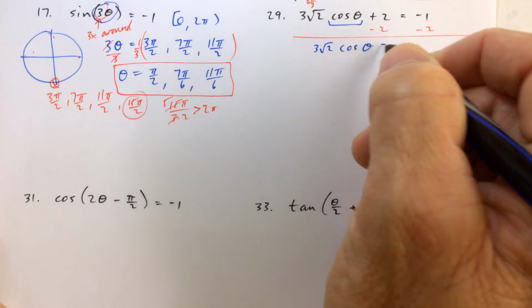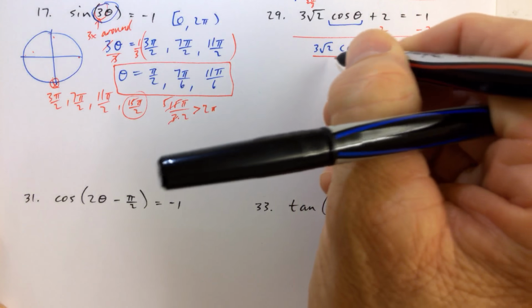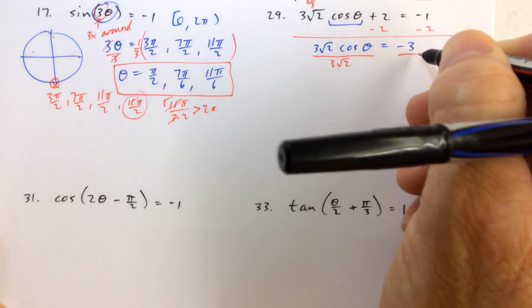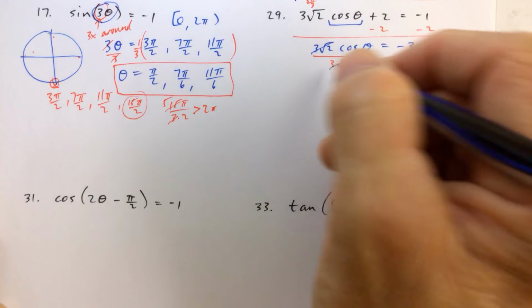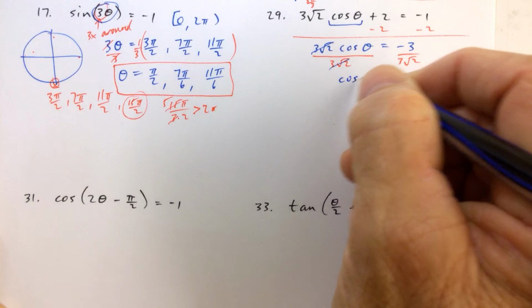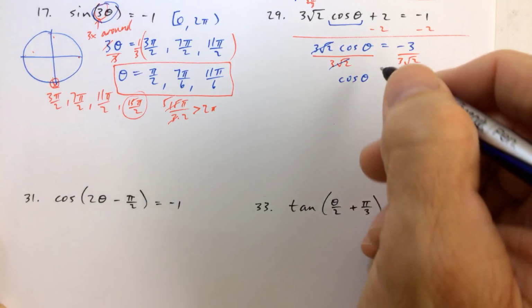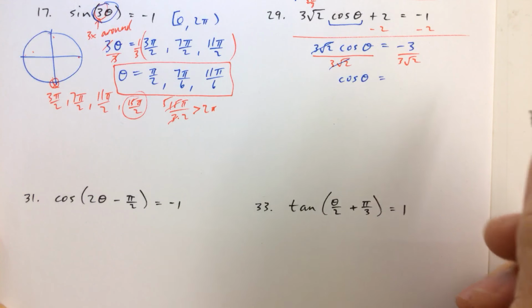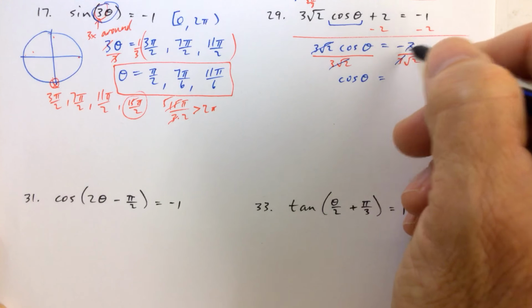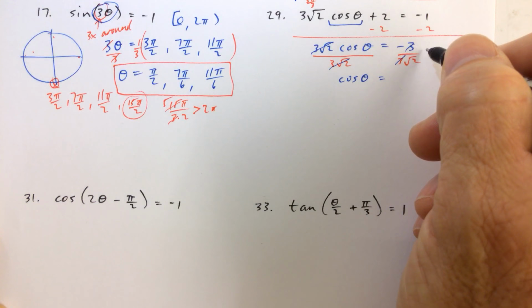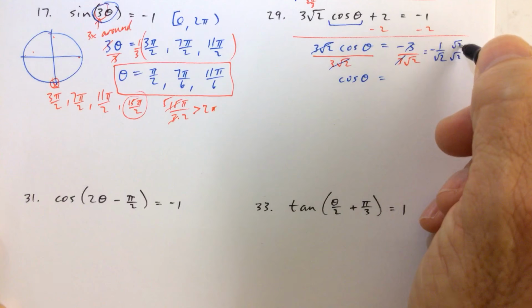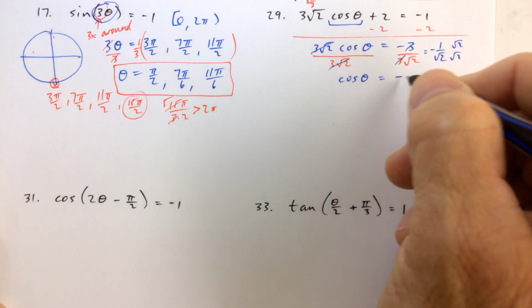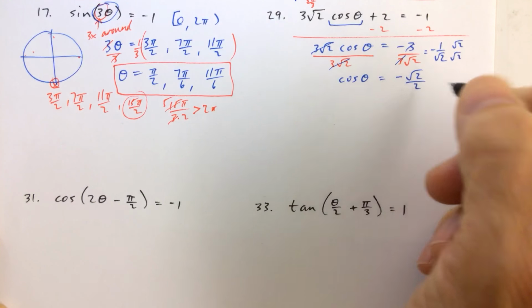And then we see that we have something being multiplied by what we're trying to isolate. So we're going to divide both sides by that. When we divide both sides by 3 radical 2, the left side remains just cosine theta. And then on the right side, the 3's cancel, and we get negative 1 over radical 2. If we rationalize the denominator, we get negative radical 2 over 2.